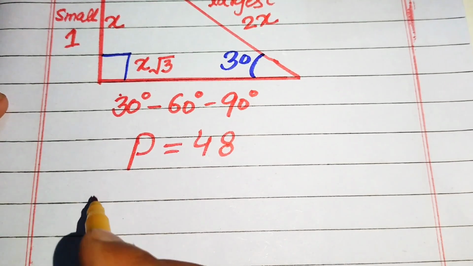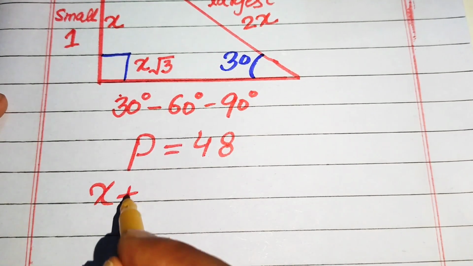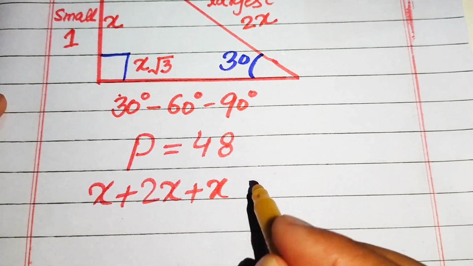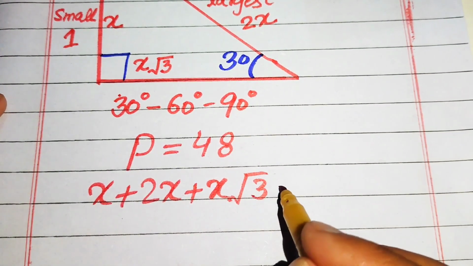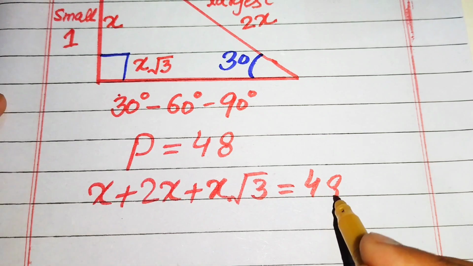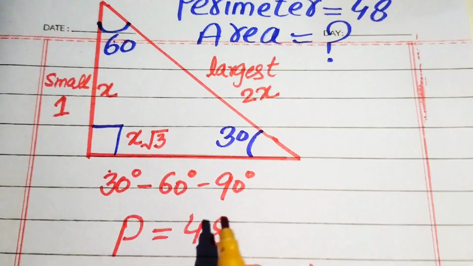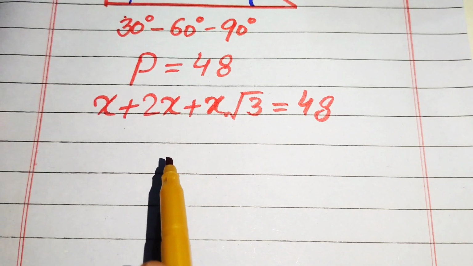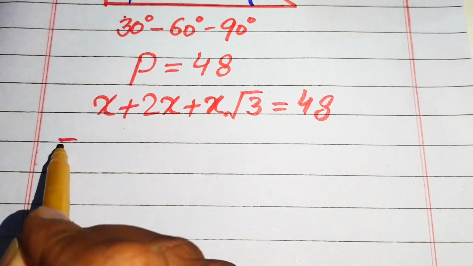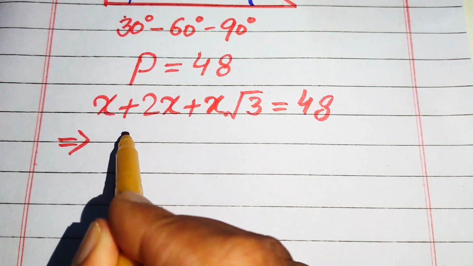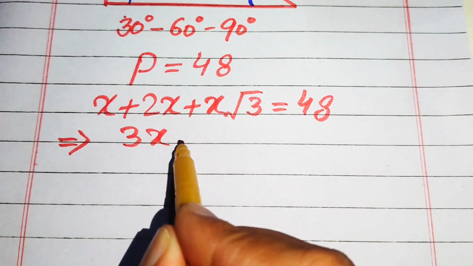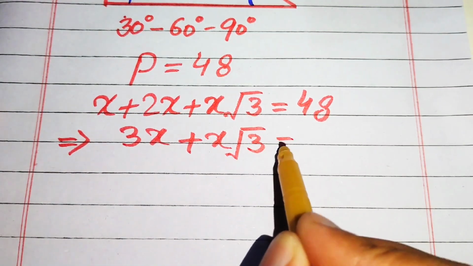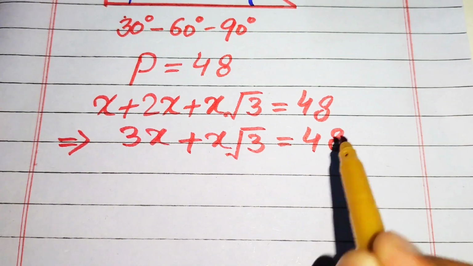So we add these three side lengths, and we are given that x plus 2x plus x times square root of 3 is equal to 48. According to this given information, we can easily find the value of x in this triangle. Okay, so here we add x plus 2x, which is 3x, plus x times square root of 3 is equal to 48.